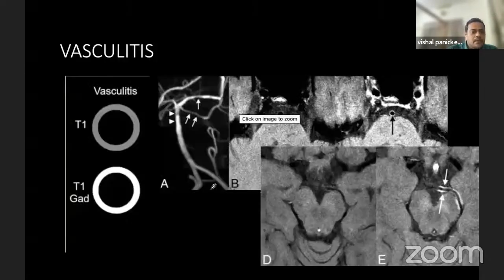thin-walled vessel. What happens in vasculitis? Here is an MR image showing multiple basilar artery involvement. There is stenosis of the posterior cerebral artery and superior cerebellar artery. In vasculitis, we have contrast enhancement, which is a smooth enhancement of the vessel wall, a smooth linear enhancement, and there is luminal narrowing also. This is the basilar artery, and this is the posterior cerebral artery, showing a smooth linear enhancement of the vessel wall, suggestive of vasculitis.